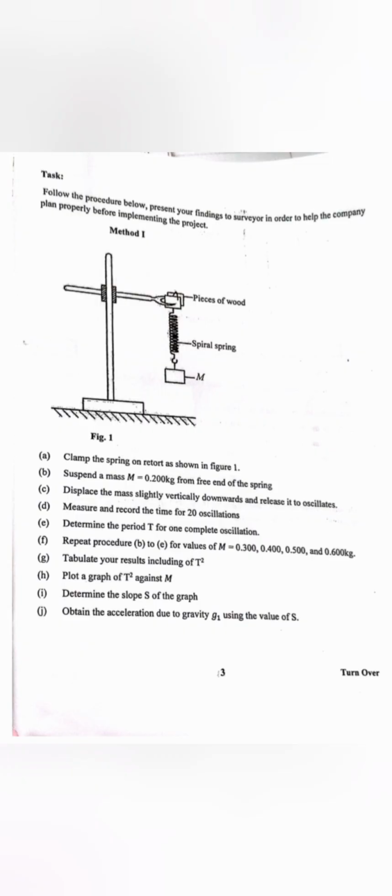You have been told the setup is already given. Then you clamp on a retort stand as shown. Then you suspend the mass, displace, measure and record, and find the period. So the procedures are given and everything is very clear to be done. Now, let's go to page 4.